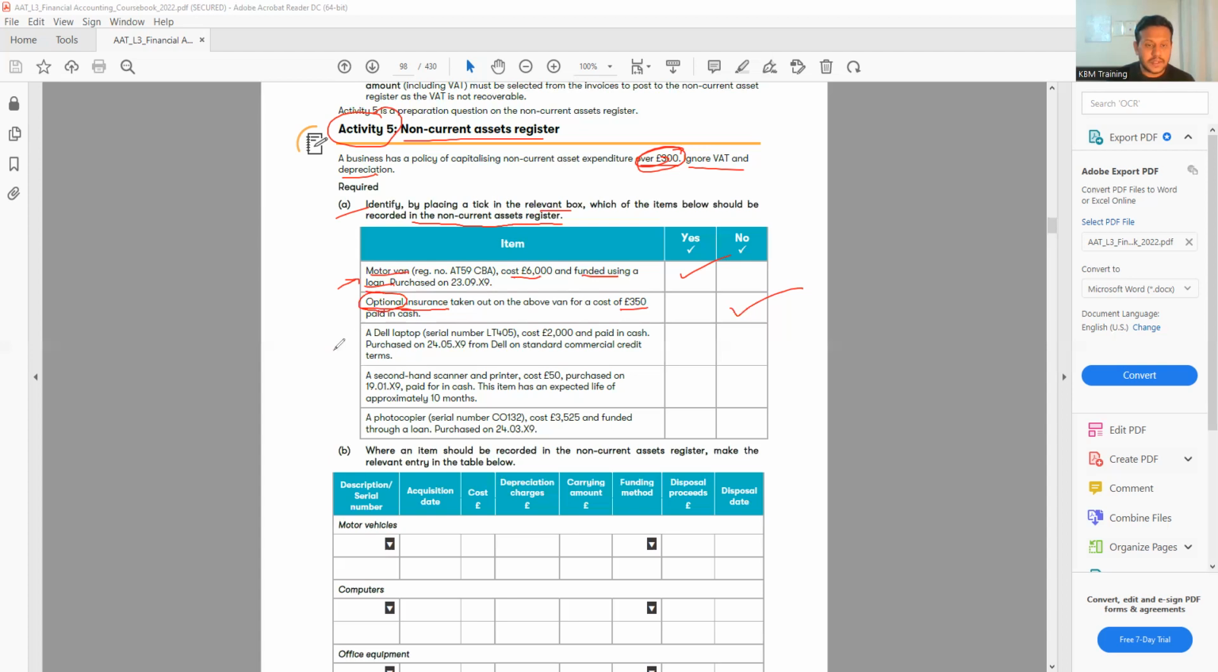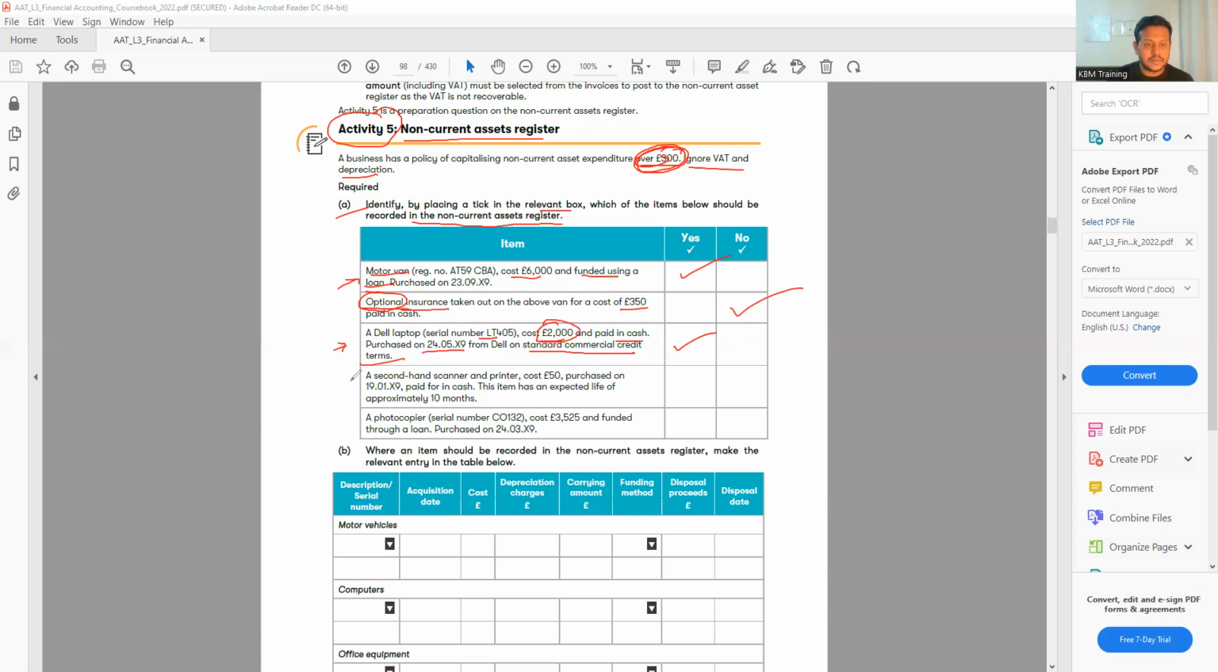Then number 3, we have a Dell laptop. Serial number, this cost £2,000 paid in cash. Purchased 24th of May 19 from Dell on standard commercial credit terms. So we buy on standard commercial credit terms. So it's a hire or lease agreement. This one is also a non-current asset and the amount is 2,000. That means it is more than 300. So I said yes, we're going to record it.